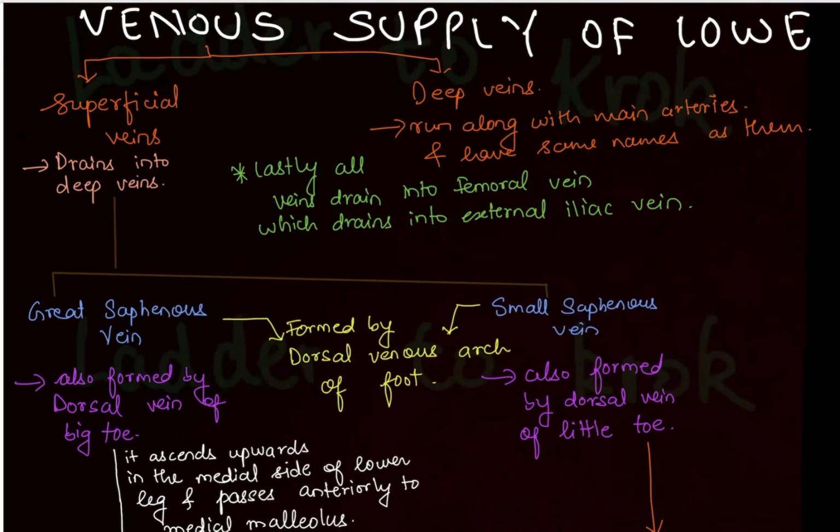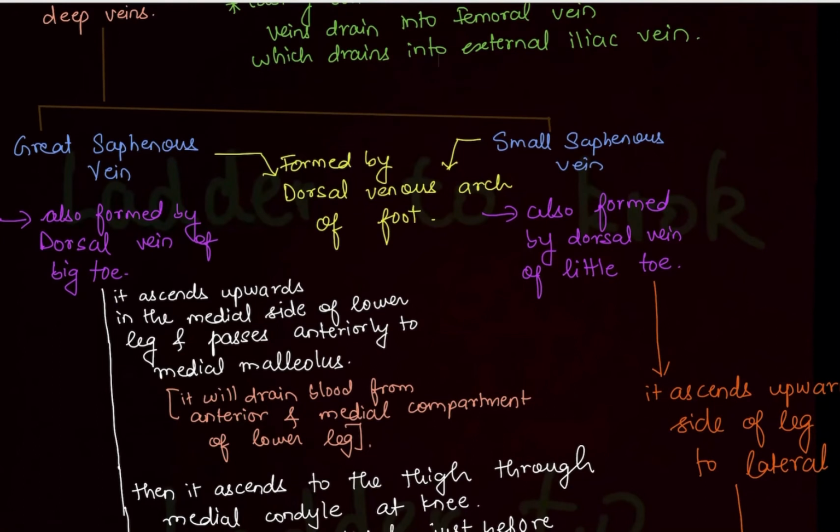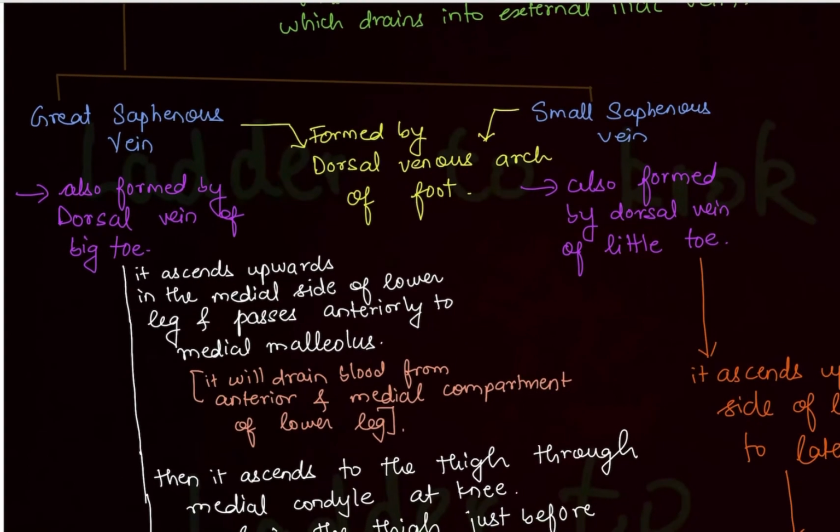Okay, so the venous supply is divided into superficial veins and the deep veins. The deep veins run along with the arteries and therefore they have the same names. Okay, the superficial veins drain into the deep veins. That is, all the veins will drain into the femoral vein. Okay, and this femoral vein is actually a deep vein. This femoral vein will later drain into the external iliac vein. Okay, now the superficial veins are of two main types, the great saphenous vein and the small saphenous vein.